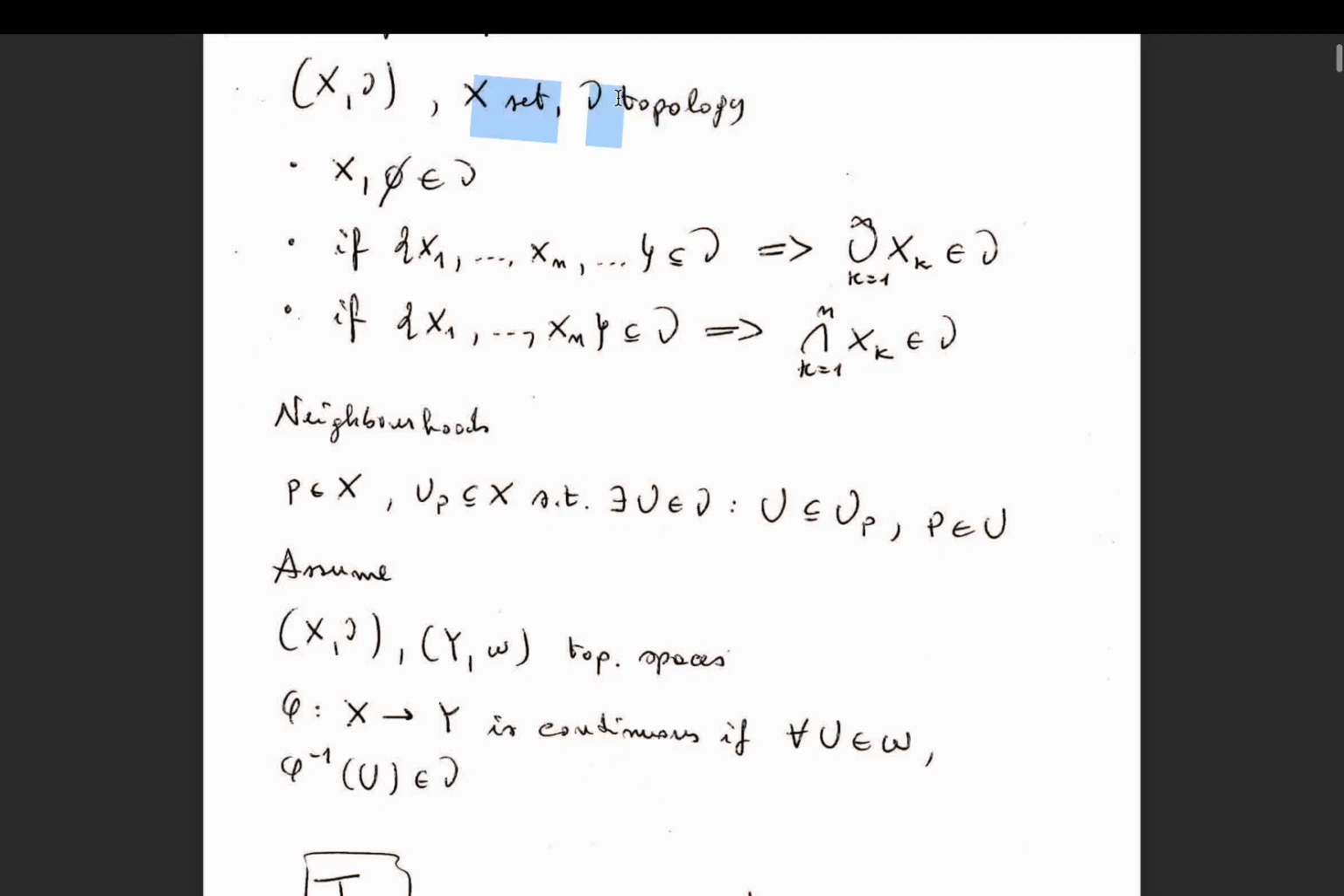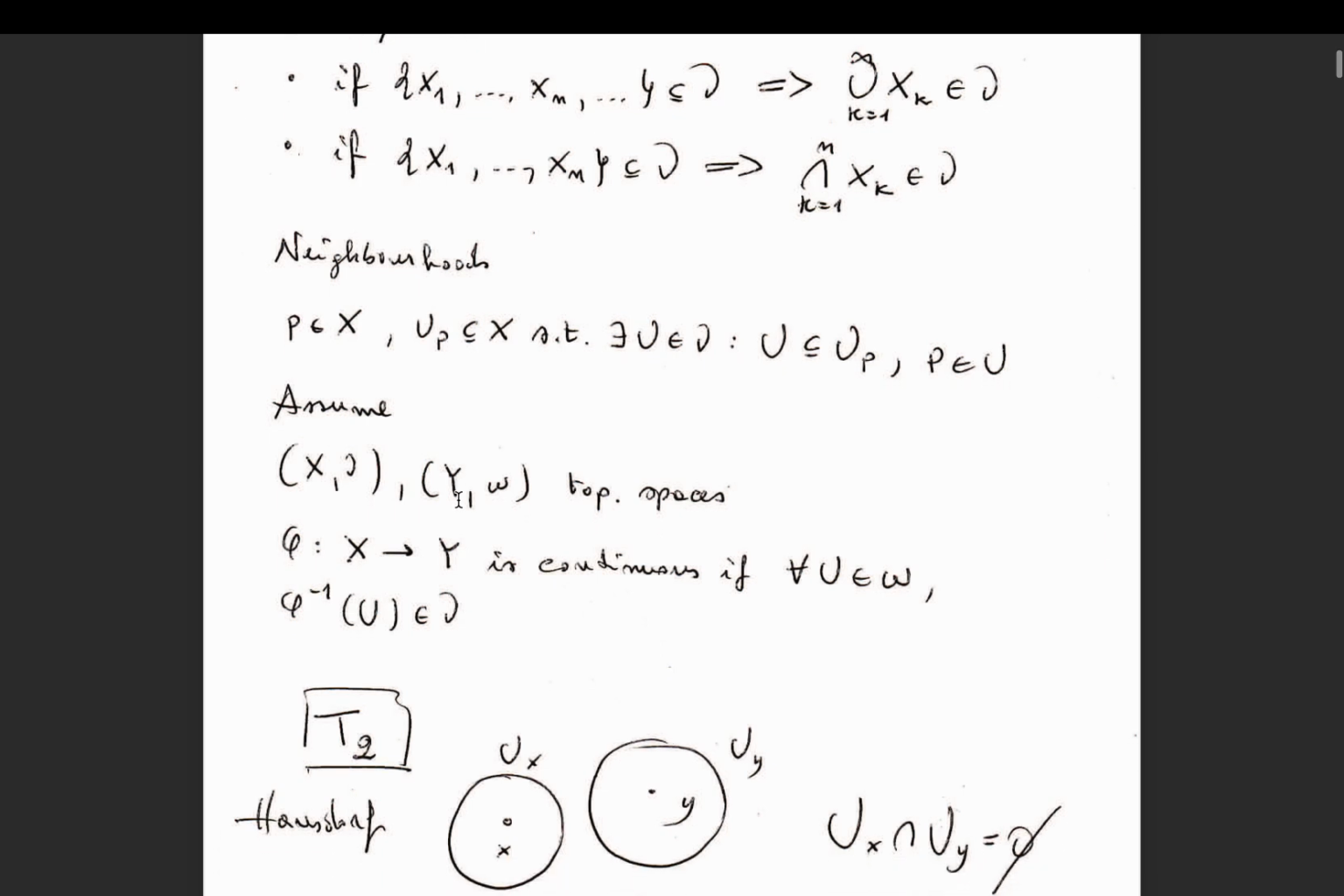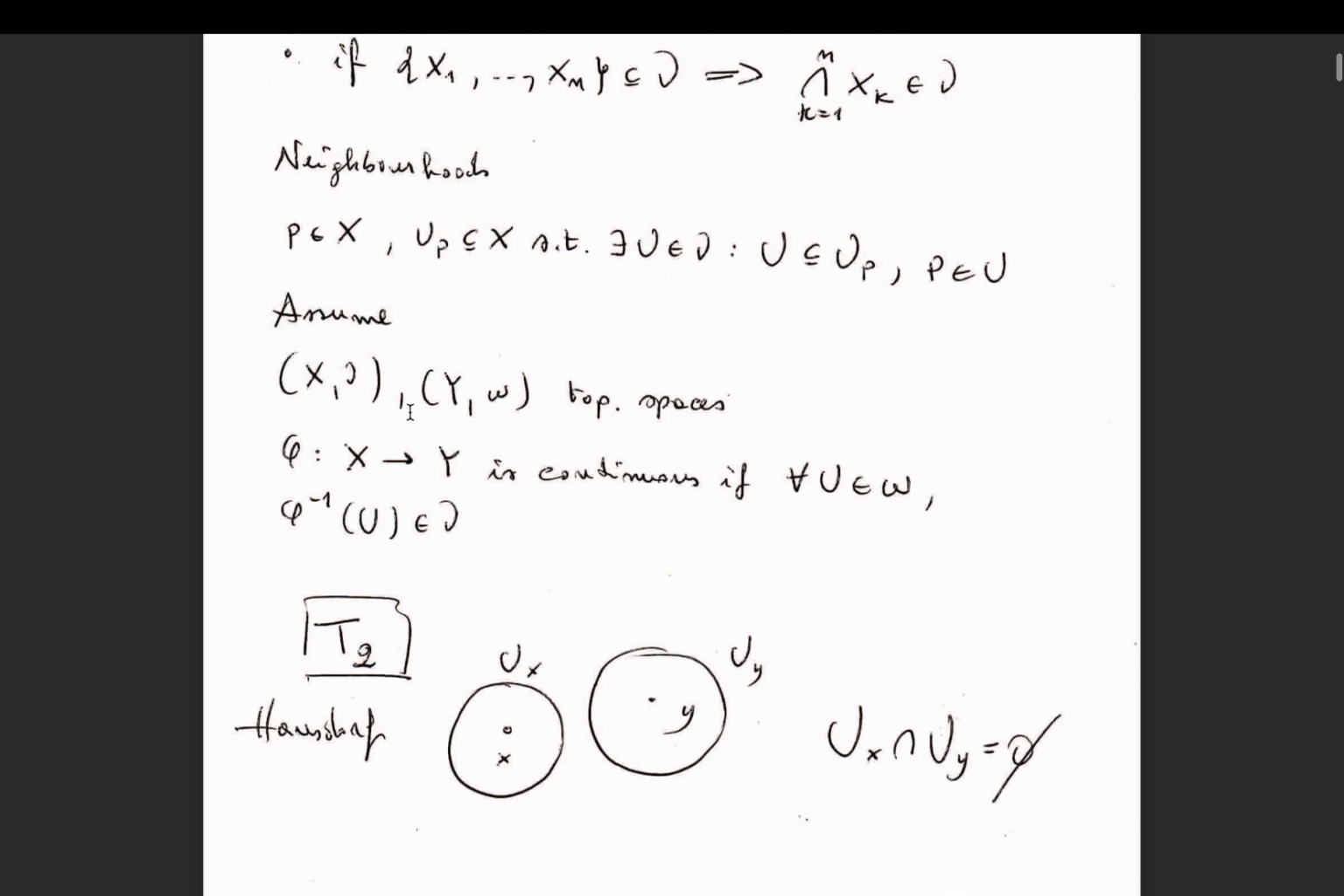Now let's have two topological spaces, (X, τ) and (Y, ω). A map phi is said to be continuous between these topological spaces if for each open set A of the codomain topological space, the counter image via phi is an open set of the domain topological space.